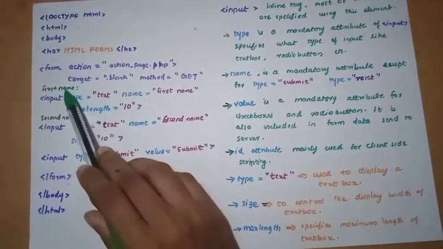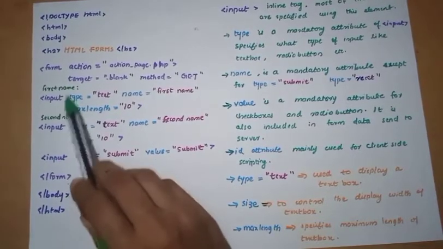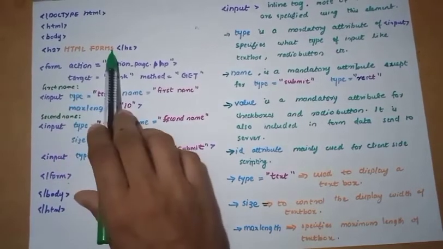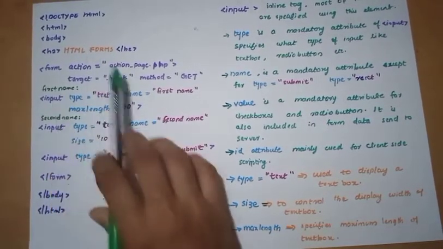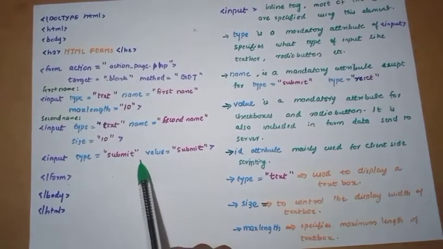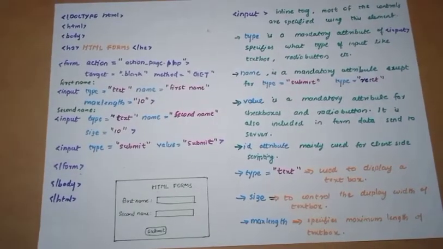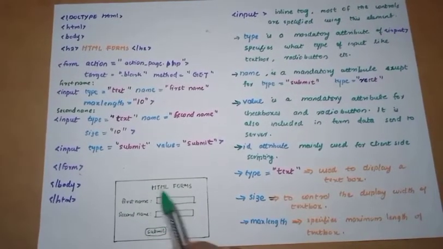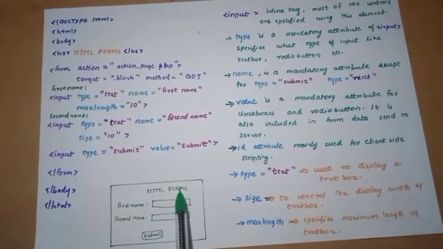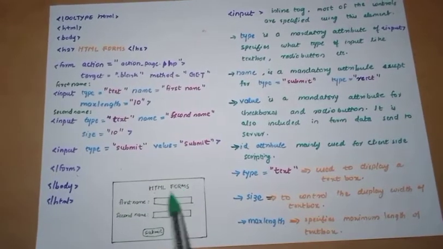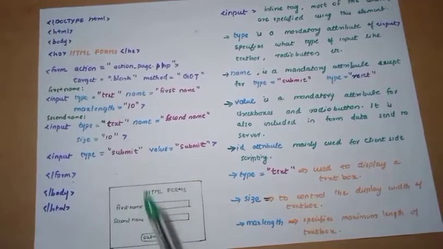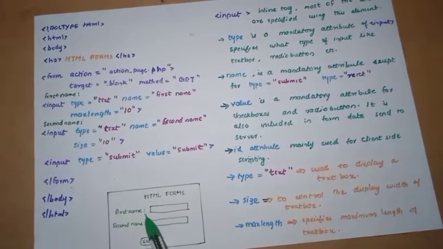So inside the form, I have to write something like first name. My form has got a heading, HTML forms. So I'm going to display a form with first name, second name and submit button. That's all. So this is the form which I'm going to design using these codes. Firstly, I've written my heading as HTML forms. Then I've written just first name, which is displayed as such here.